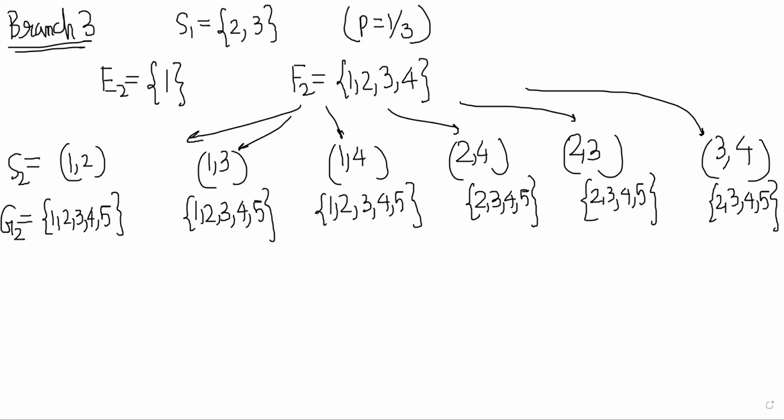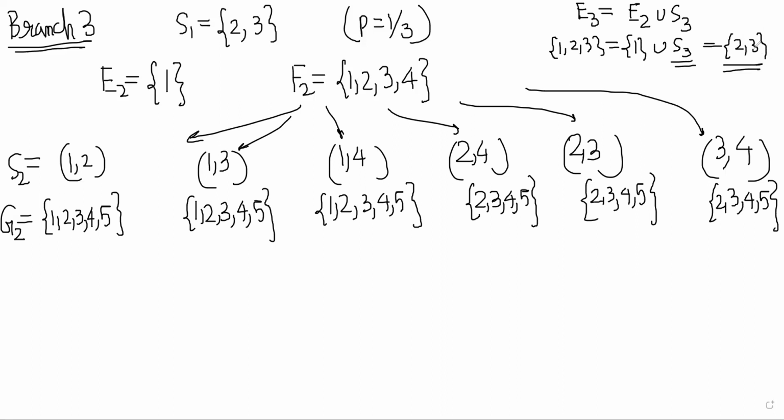Now we can work backwards again and we'll realize that E3 was equal to E2 union S3, right? And E2 was 1, and E3 should be equal to E1, which is 1, 2, 3. So that tells us what S3 should be, right? S3 should be 2, 3. So I have to choose 2, 3. And obviously it is possible here, it is possible here, it is possible here, it is possible here.